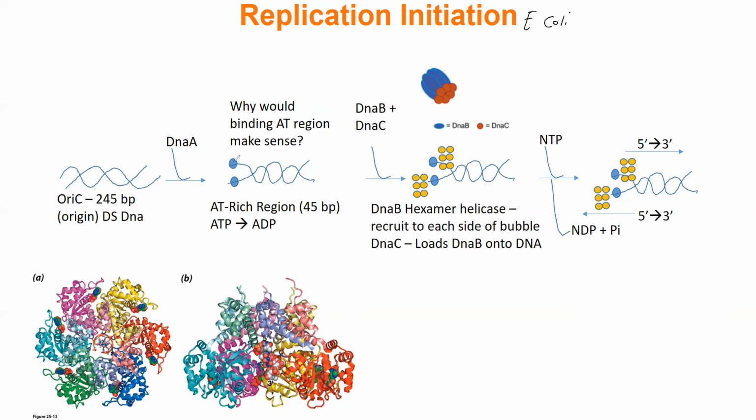So it's using ATP to open up the ORI-C, and you have one DnaA, so this blue, bind to each side. Why does it make sense we start at an AT-rich region for replication? What's the logic of that? Or I guess another way to ask that question is, why don't we start at a GC-rich region?